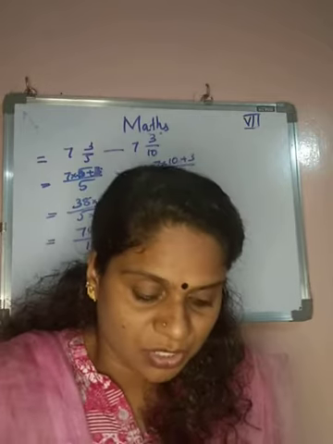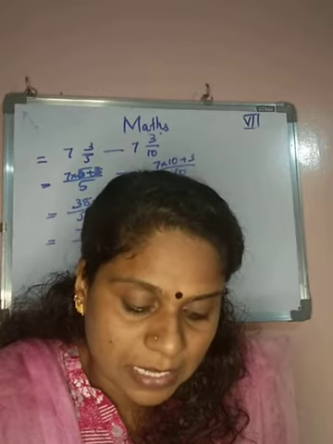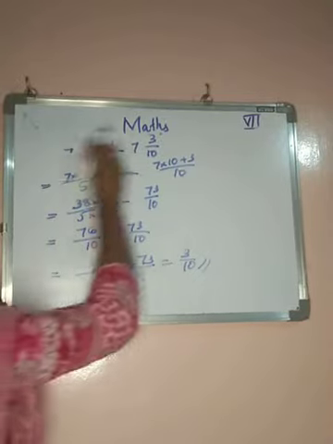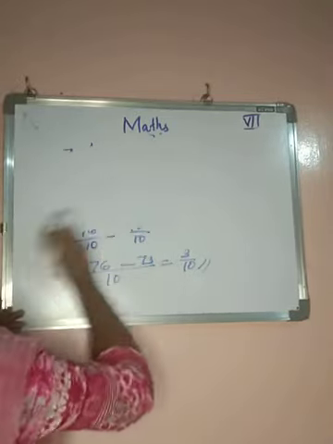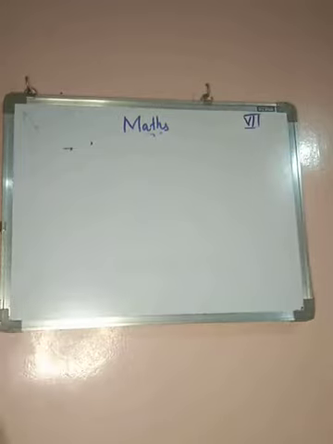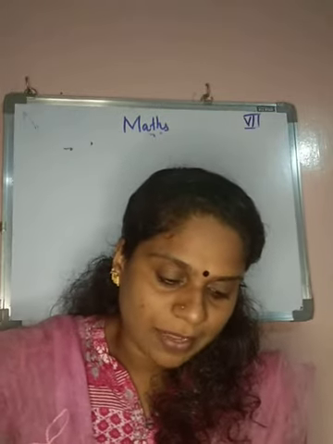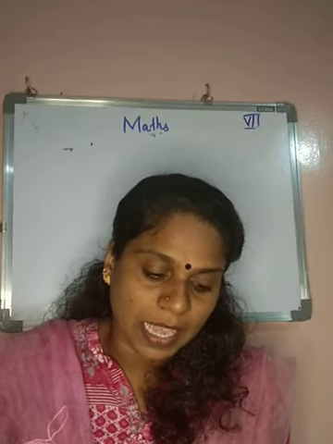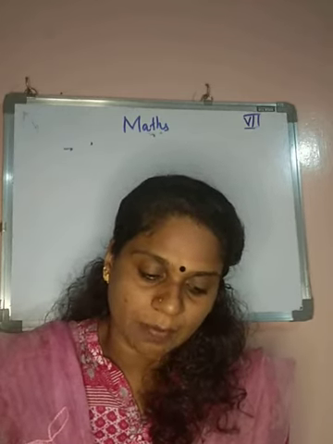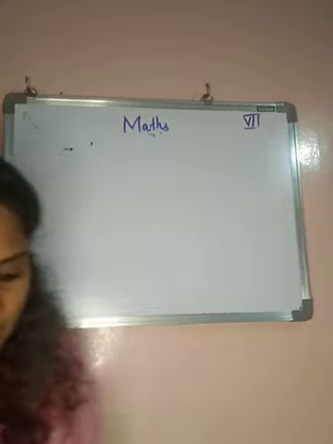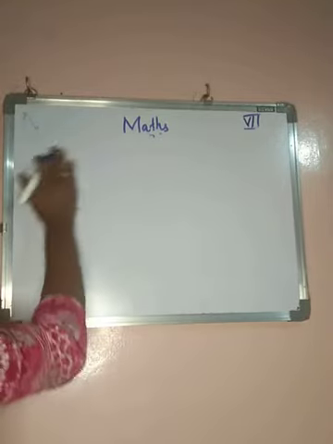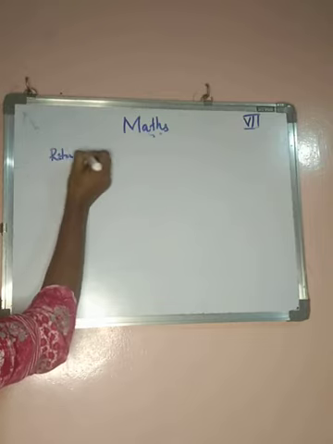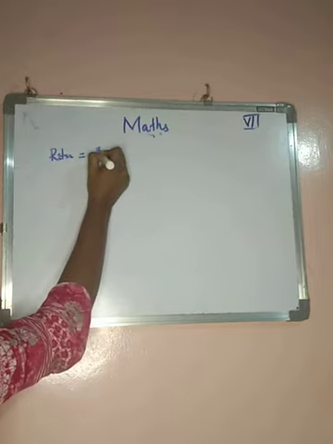Okay, next question is, Ridu ate 3 by 5 part of an apple, and the remaining apple was eaten by her brother Sonu. Ridu ate 3 by 5.